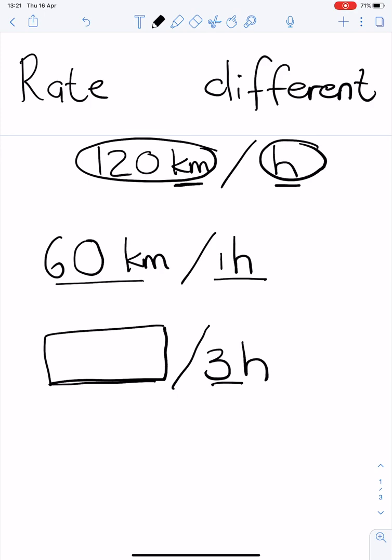Well, what do I do to 1 to make 3? I times it by 3. And what I do to one side, I must do to the other side. 3 times 60 is 180. So, if I travel 60 kilometers in 1 hour, in 3 hours, I will travel 180 kilometers.